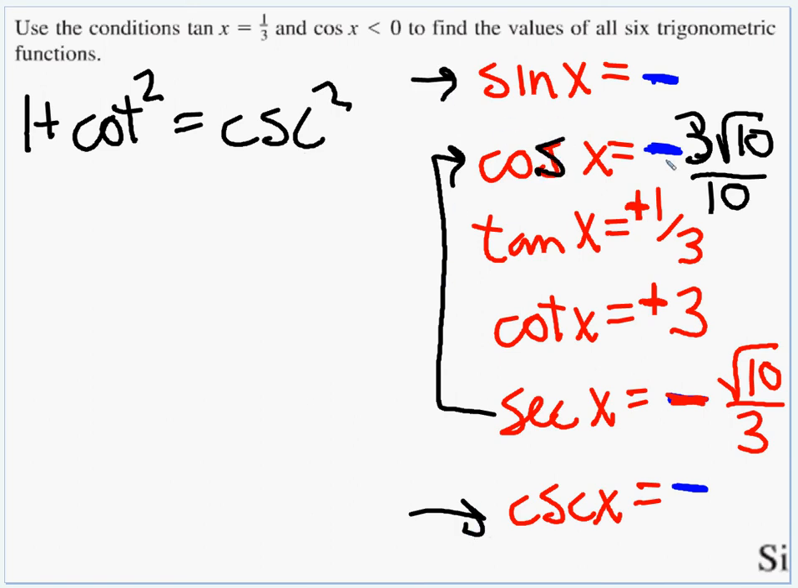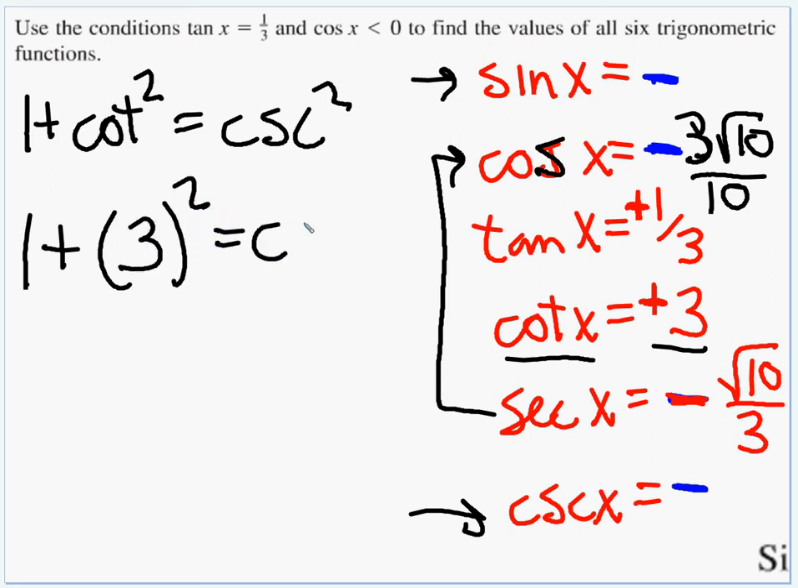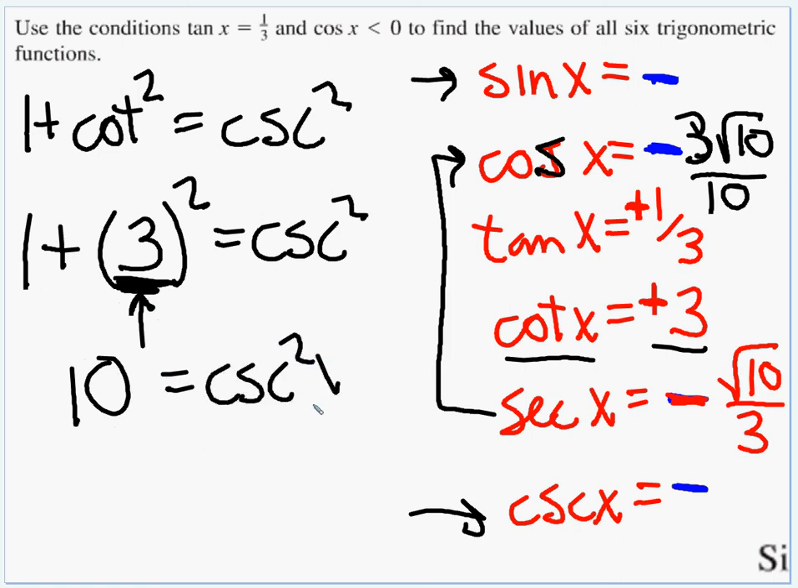Or, since we found cos, we could do a Pythagorean sine squared plus cos squared equals 1 to get this sine squared up here. And let's stick with this one, because I like cotan is just a 3. So that'll make our computations a little easier. 1 plus cotan squared is going to be 3 squared. That's equal to cosecant squared. And if we add that up, 3 squared is a 9, plus 1 is 10. 10 is equal to cosecant squared.